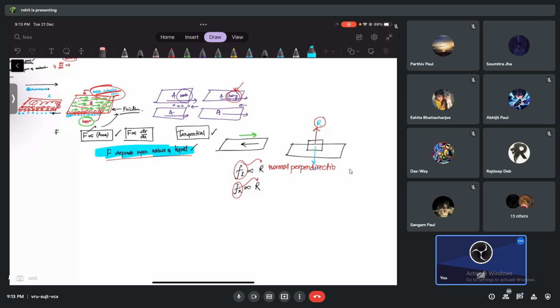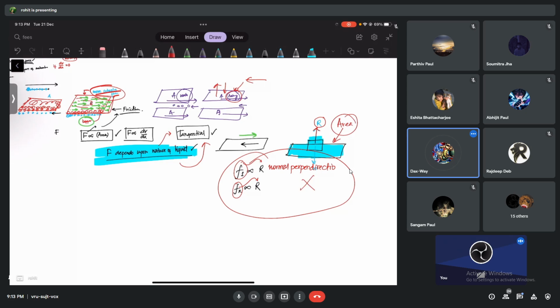Here, the nature of the liquid matters; it depends on the nature of the two surfaces in contact. Friction is, however, a normal force, but what force is viscosity? Tangential force. It acts tangentially, okay. One more thing: does friction depend on area or not?